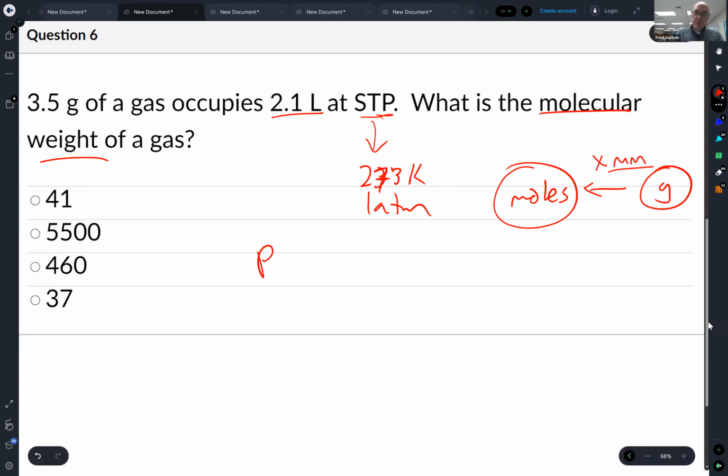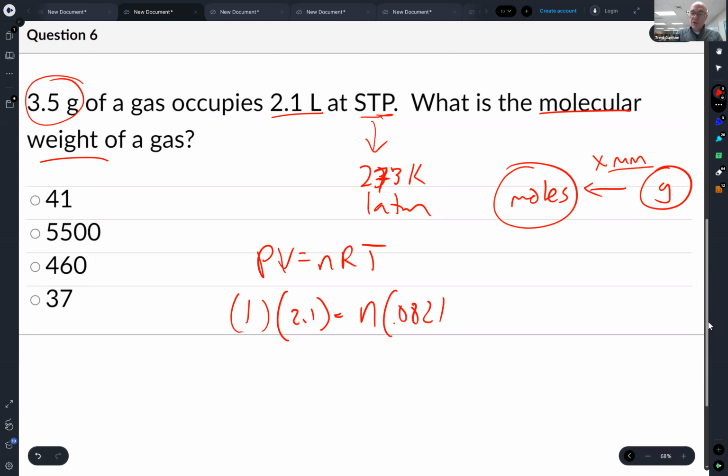So first off, let's do PV equals nRT. Pressure, I've already stated, is 1. My volume is 2.1 liters. My number of moles, we don't know, because we're in grams of an unknown material. But we do know that we can solve for it, 0.0821, since we're in 1 atmosphere, my temperature is 273. All right, so let's solve this, get that n by itself. So 2.1 divided by 0.0821 divided by 273 gives me, number of moles is 0.0936. Moles times the molecular weight, the molar mass, is going to give me grams.